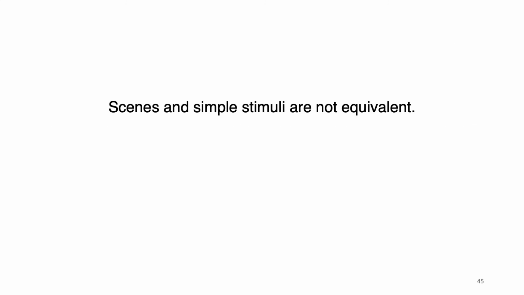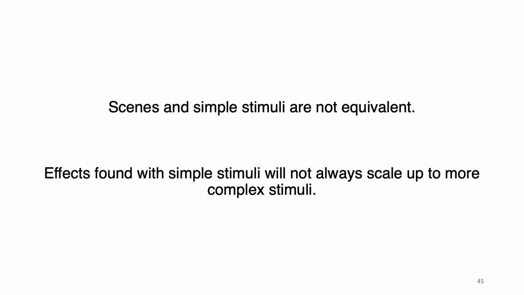So while we have a lot of work left to do to figure out exactly why this is the case, the bottom line is scenes and simple stimuli are not equivalent, and effects we find in simple stimuli do not always scale up to scenes in a straightforward way. In general, scene stimuli are a closer approximation of our normal visual experience. If the classic blank effect, or any other classic effect, doesn't scale up to scenes, how much does it tell us about what our visual system is doing in a complex visual environment?